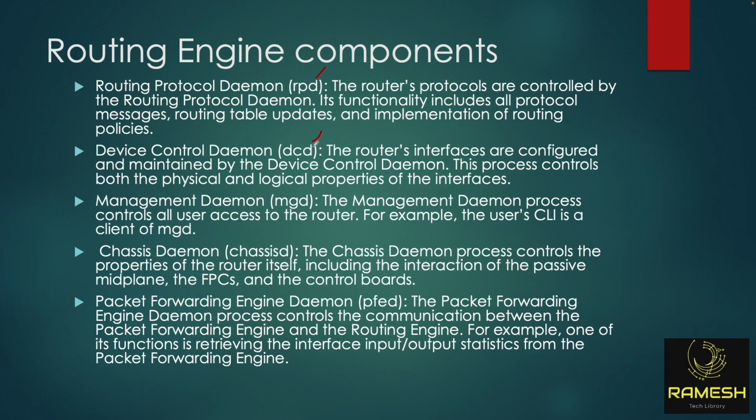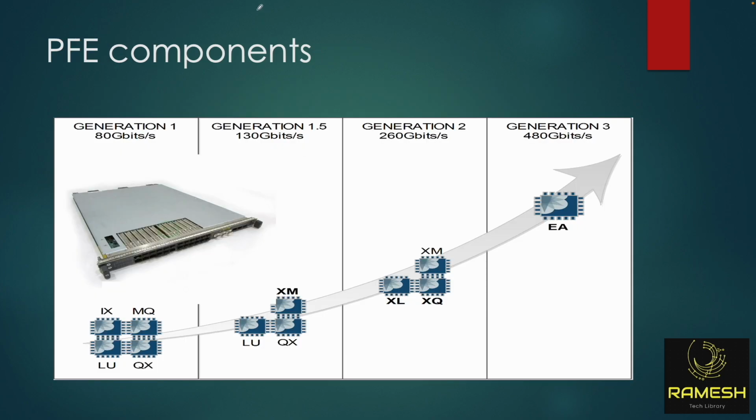So if anything happens to the DCD daemon, internally RPD is running, and MGD, the management daemon process, as I said, chassis D and PFED. There are a lot of daemons we have. If you use class of service, you have class D, and if you use the SNMP protocol, you will have SNMPD. You have multiple daemons. These daemons are routing engine components. Now these are the PFE components.